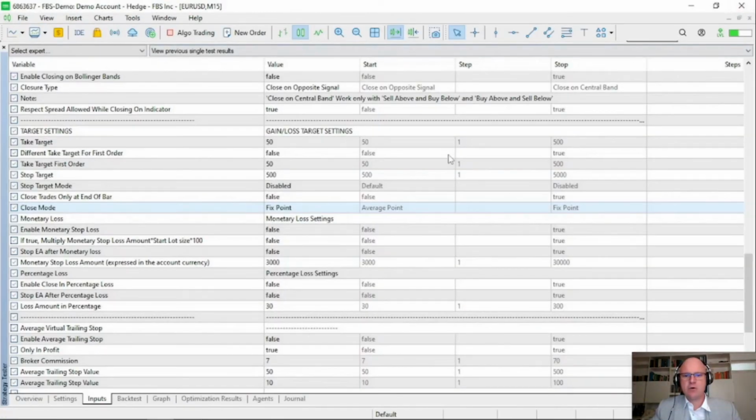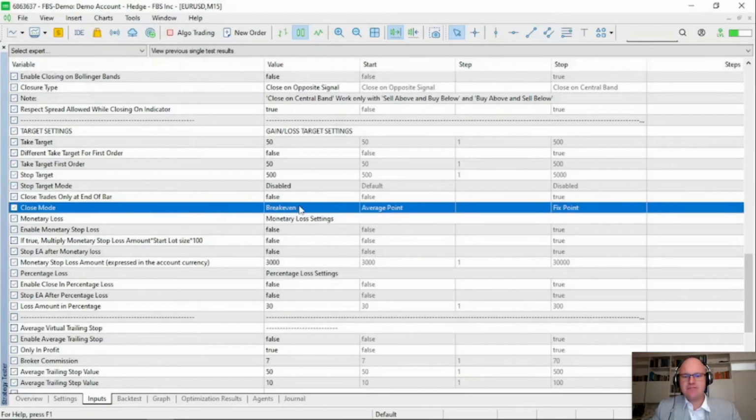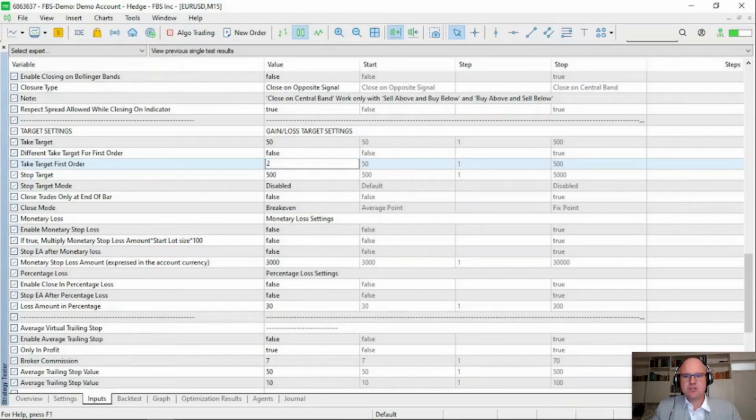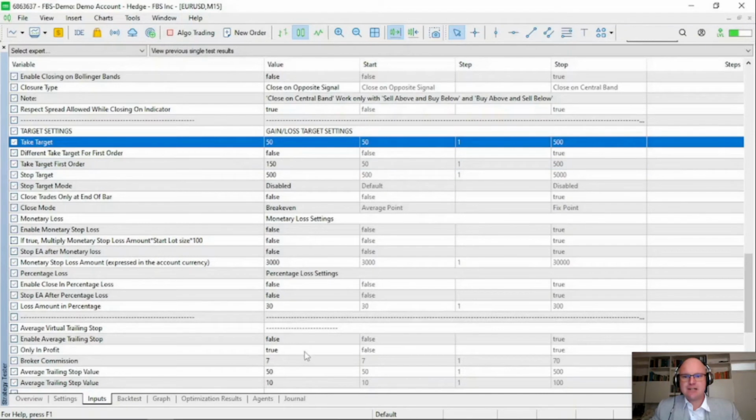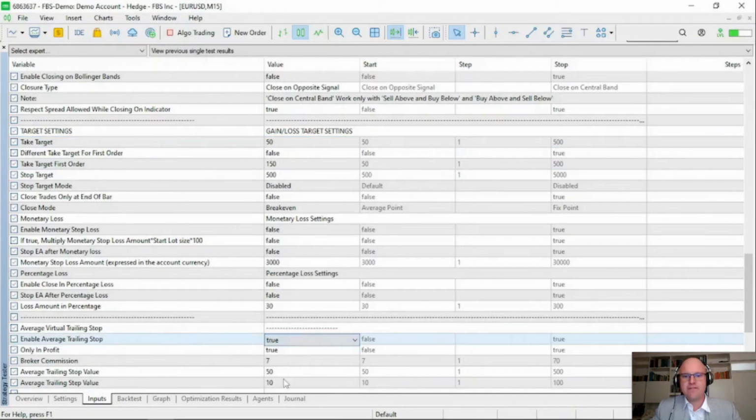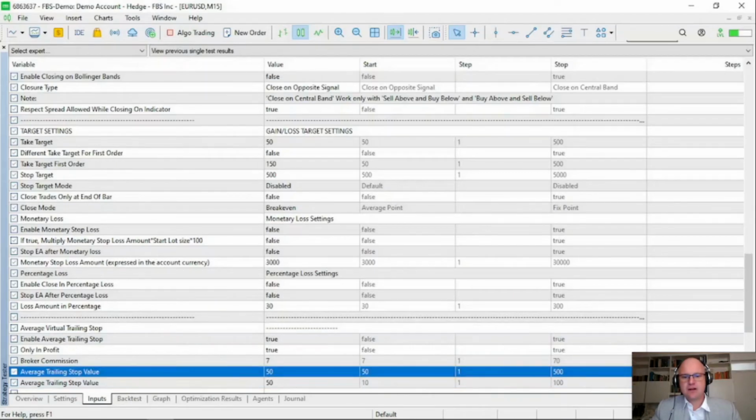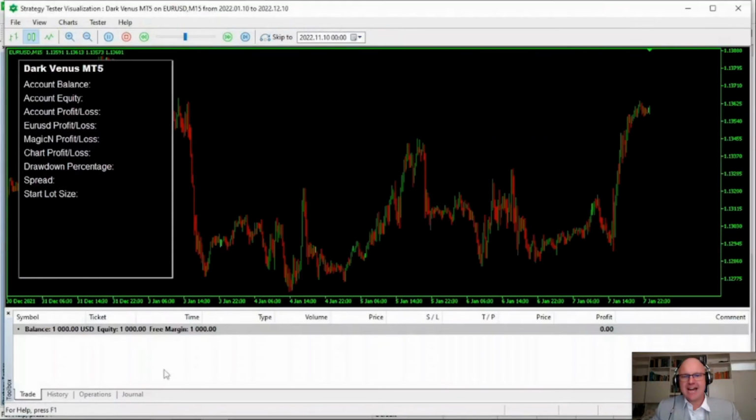Next, let's take a look at how we can combine our break-even strategy and make it more profitable. Now, it's important to understand combining different options will give you different results. So understanding where each of them fits into the puzzle is important to adjusting Dark Venus. For example, I'm going to change the take target for the first order from 50 to 150, and I'm going to have an average trading stop starting at 50 points and trailing by 50 points.